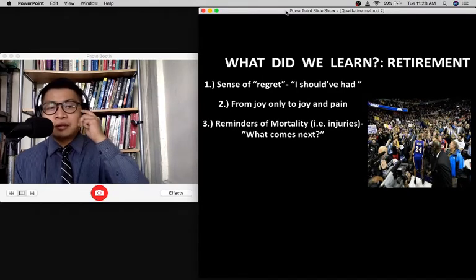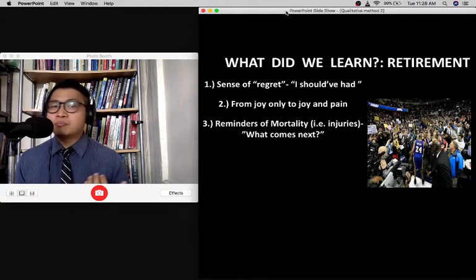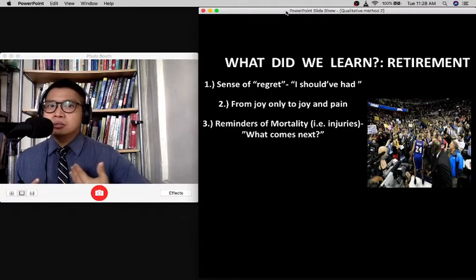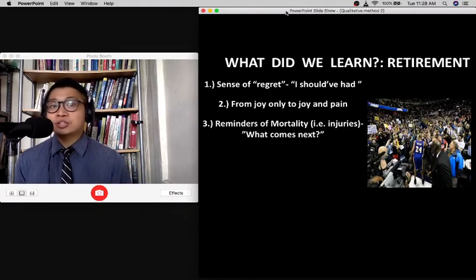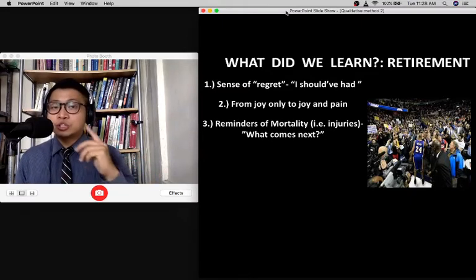Number 3, another theme that emerged from the data is that athletes who have retired from their sport are reminded of their upcoming mortality. Mas nagiging aware na sila sa mga existential issues tulad ng what comes next. Parang nasa-sense na nila na malapit na mag-end yung buhay nila. They are already in the twilight years of their existence. They are done being young. They are done being professionals. Now that they are retired, they are going towards the last phase of life, which is old age.